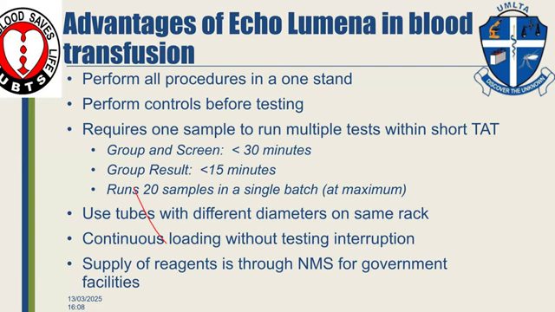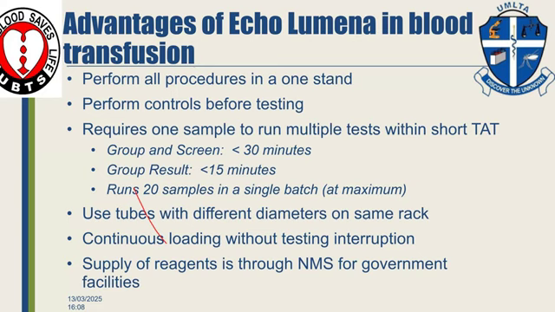Three, in one of the samples you are using, it does multiple things in the shortest time. For example, when you are doing grouping, the grouping results will come out within 15 minutes after going through all the phases. Then cross-match will take 30 minutes. So if you are doing grouping and cross-match, that would take around 45 minutes.